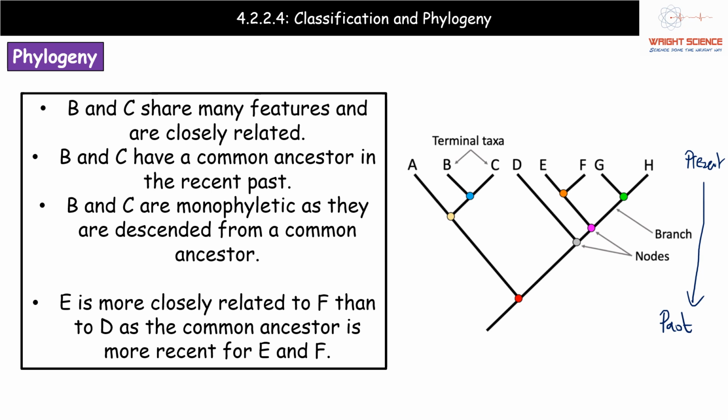So what we've got, B and C then, are going to be closely related because they've got this node, which is representing their common ancestor, relatively recently in the past, and because they're branching from that one node, then what we can say is they're going to share many features with each other. We could also make this statement that B and C have a common ancestor in the recent past, because we've got that little node, that branching point, and that is relatively recently that it happened. So their common ancestor is in the recent past.